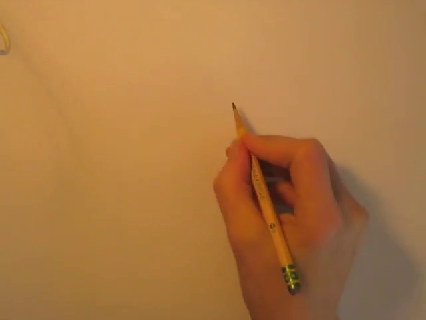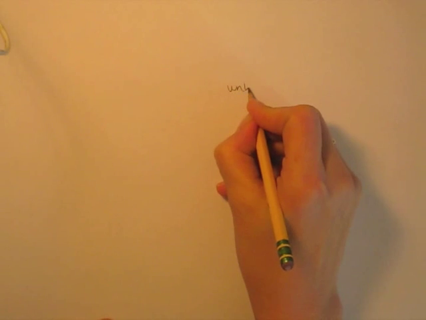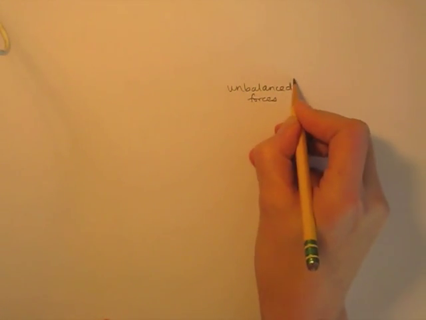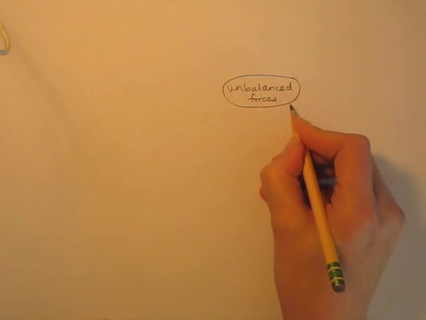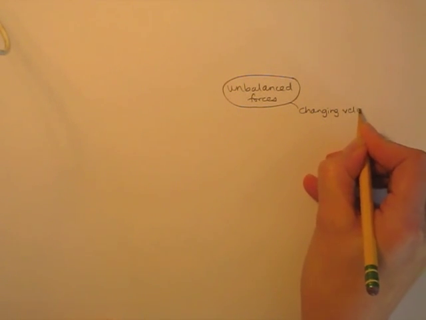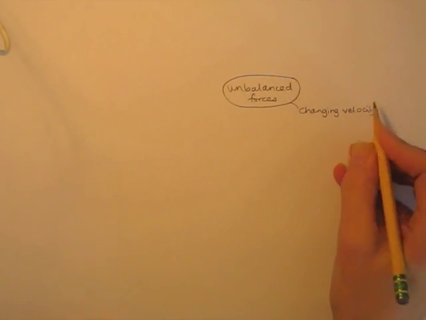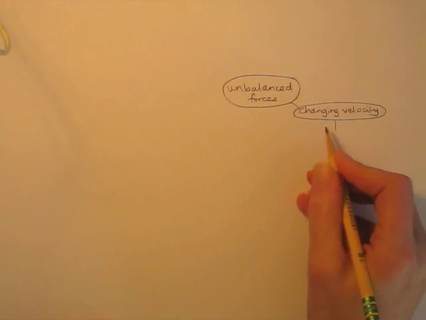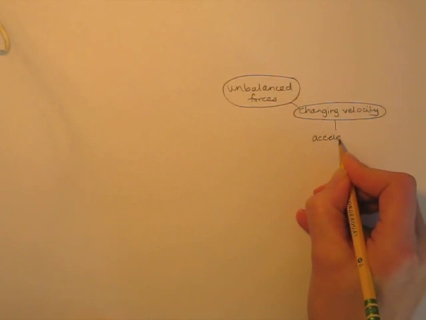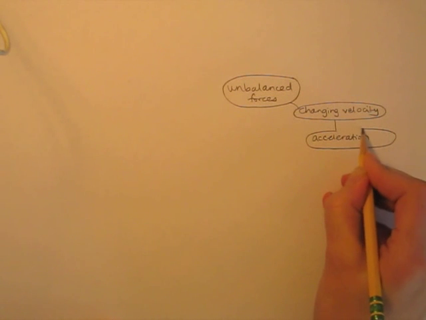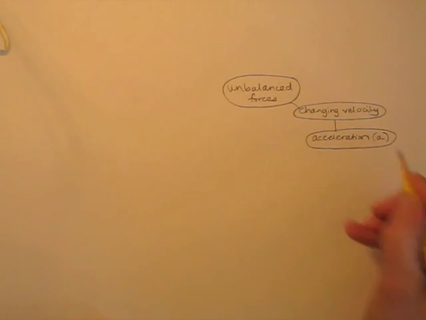So we've been looking most recently at unbalanced forces. And when there are unbalanced forces, we found that the object would have a changing velocity. Well, change of velocity per unit time, that is acceleration, which has the symbol A.